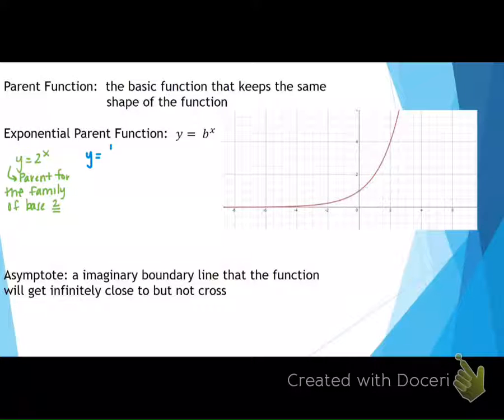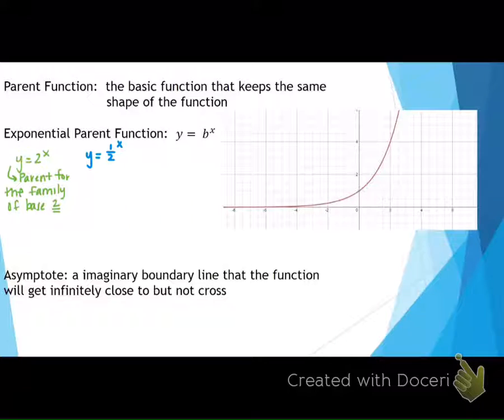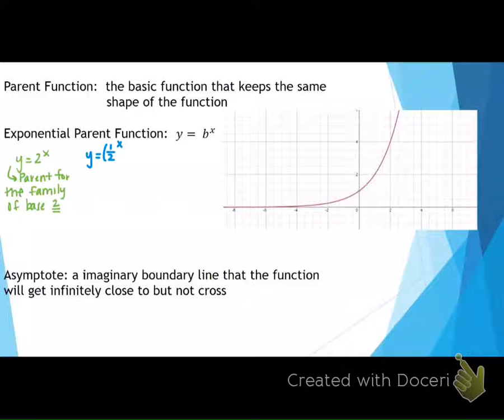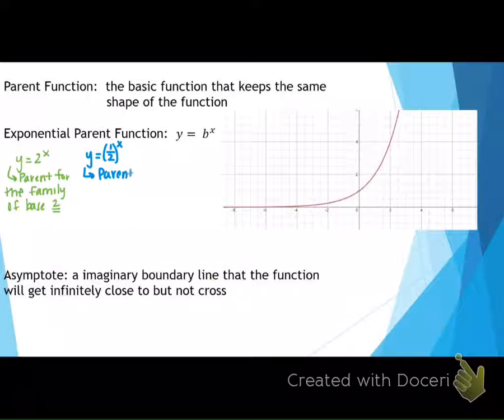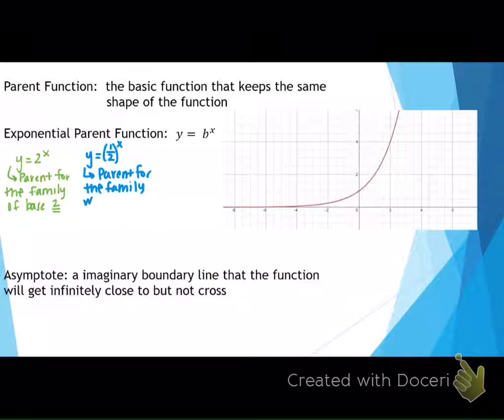If it was something like this, you see my base is 1/2. My base of my exponent is 1/2. That would be the parent for the family with base of 1/2, sorry. So these are just examples, by the way. This is not the end-all, be-all. These are just some examples.